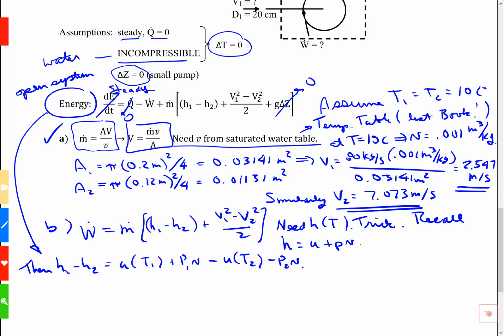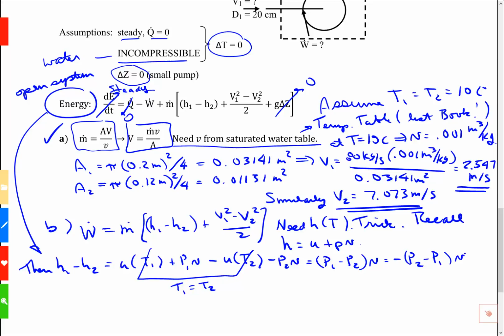Now, the temperatures are the same. T1 equals T2, so that the internal energies cancel, and what I have left is a pressure change. I've got P1 minus P2 times the specific volume. I want to do one more thing. I want to write this as minus P2 minus P1 times specific volume.